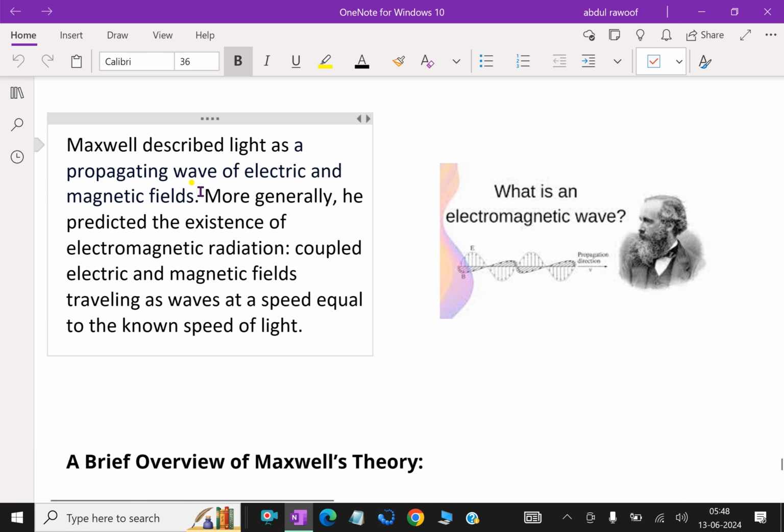Maxwell described light as a propagating wave of electric and magnetic fields. More generally, he predicted the existence of electromagnetic radiation, coupled electric and magnetic fields traveling as waves at a speed equal to the known speed of light.